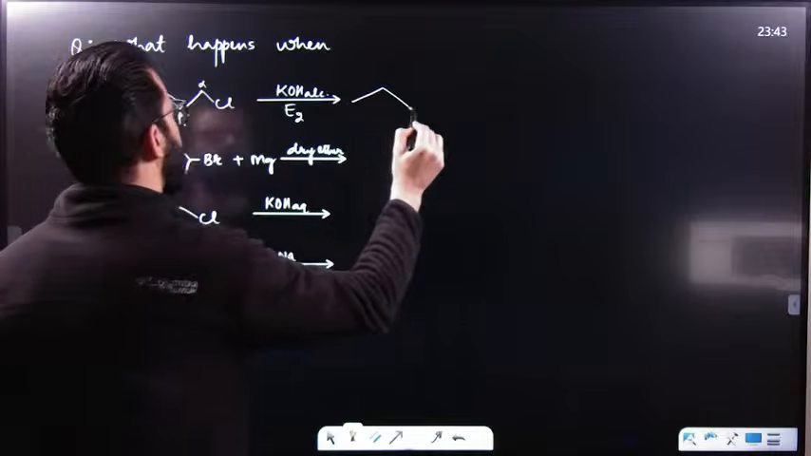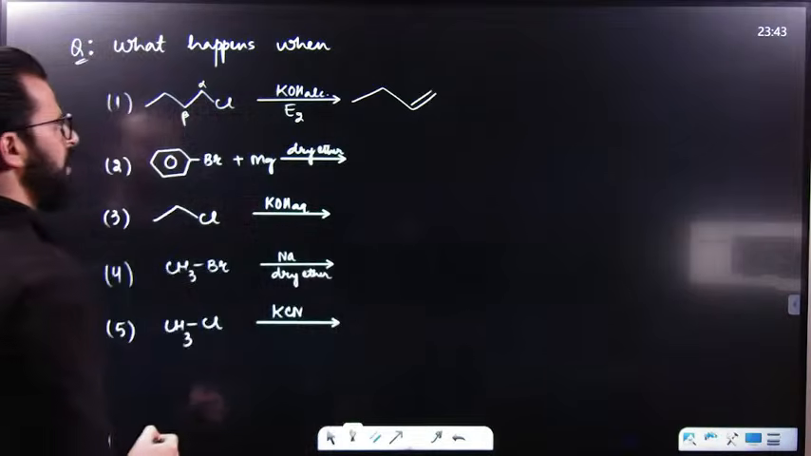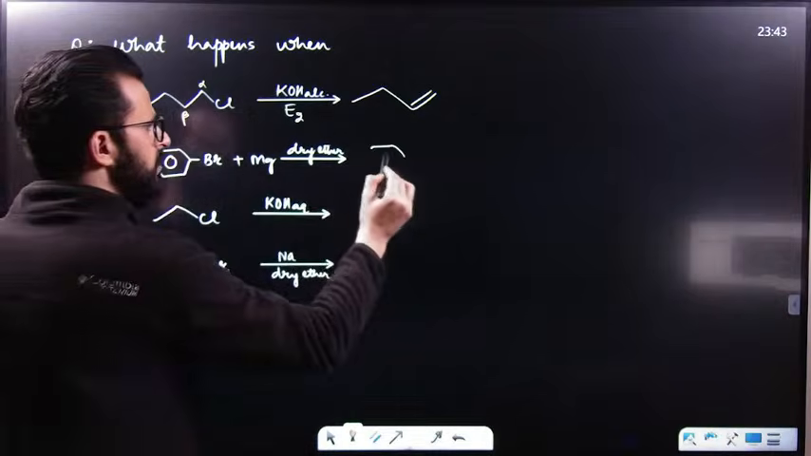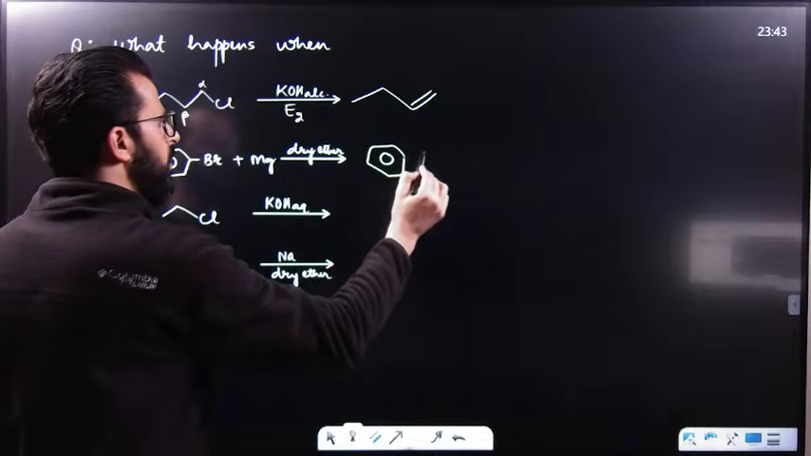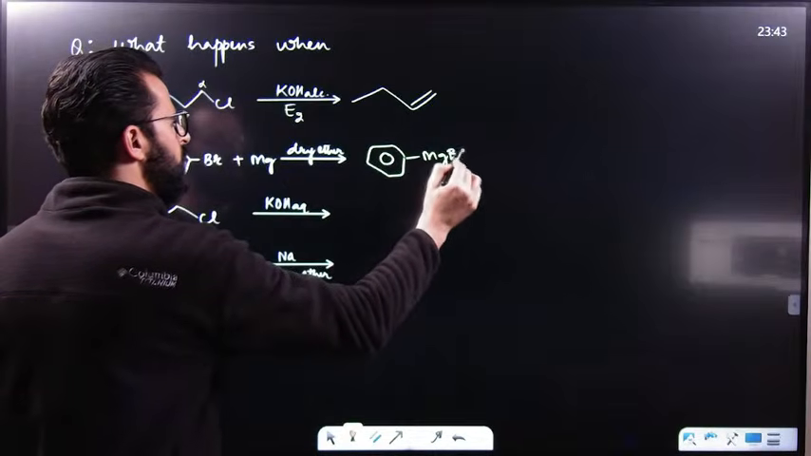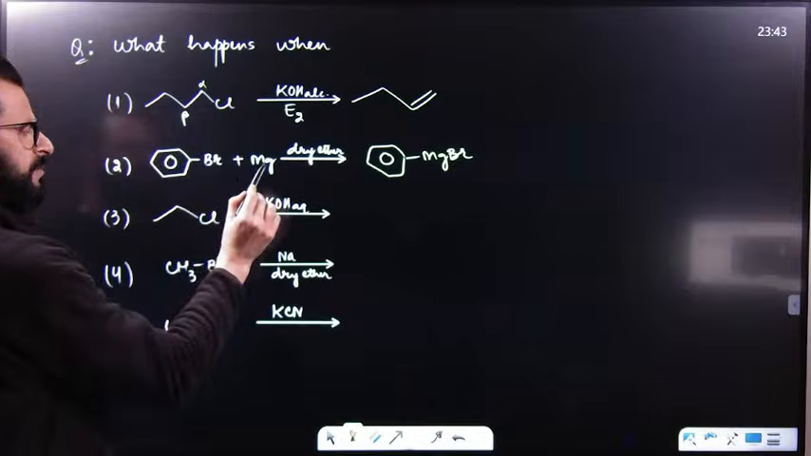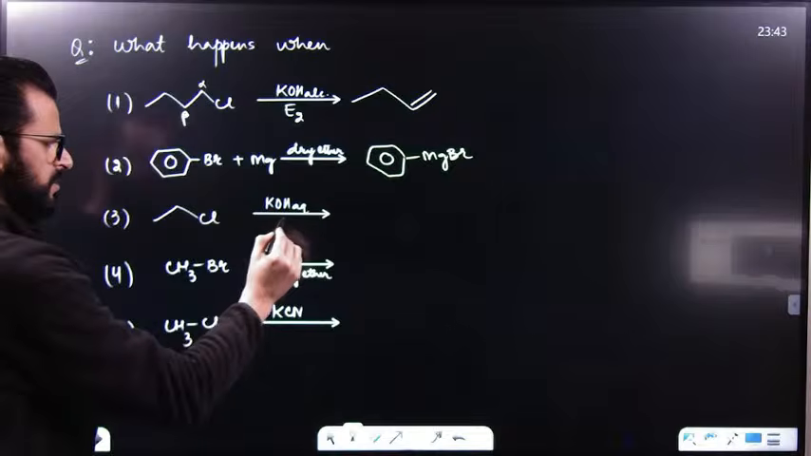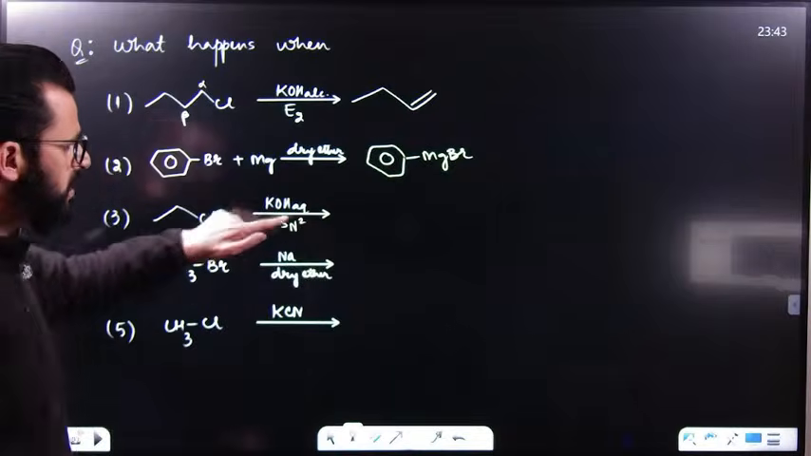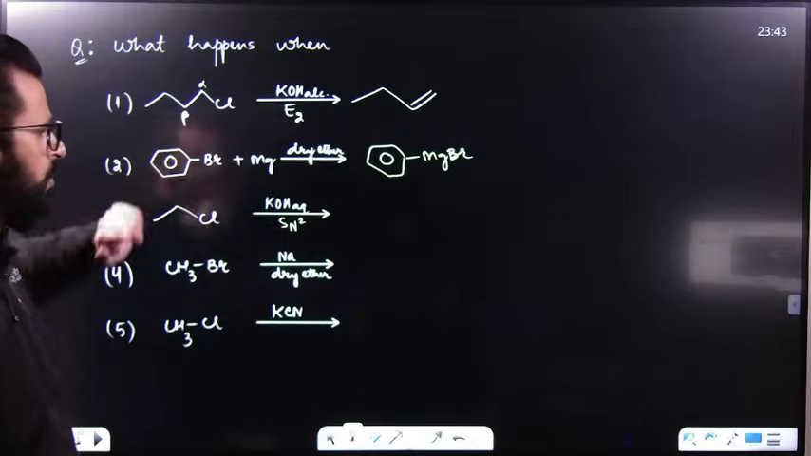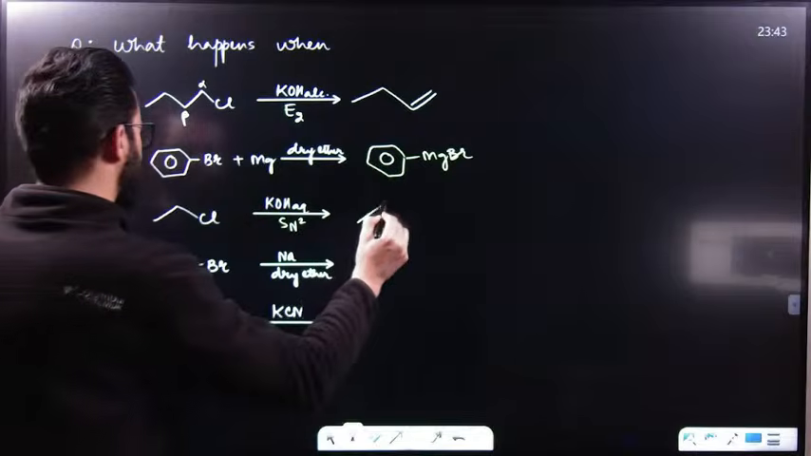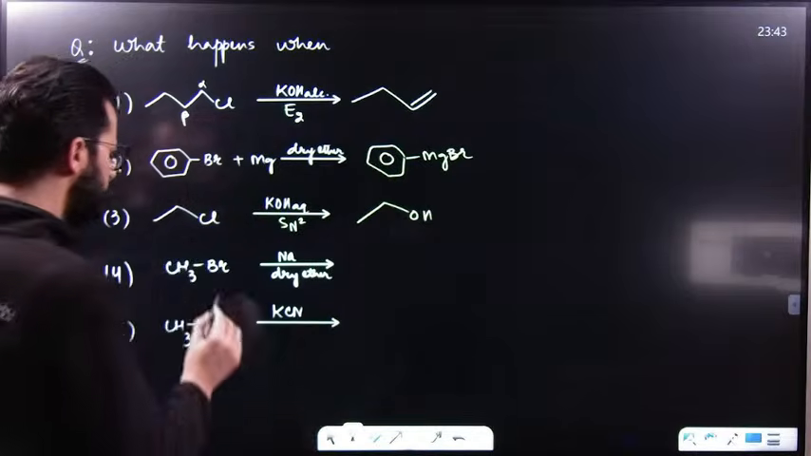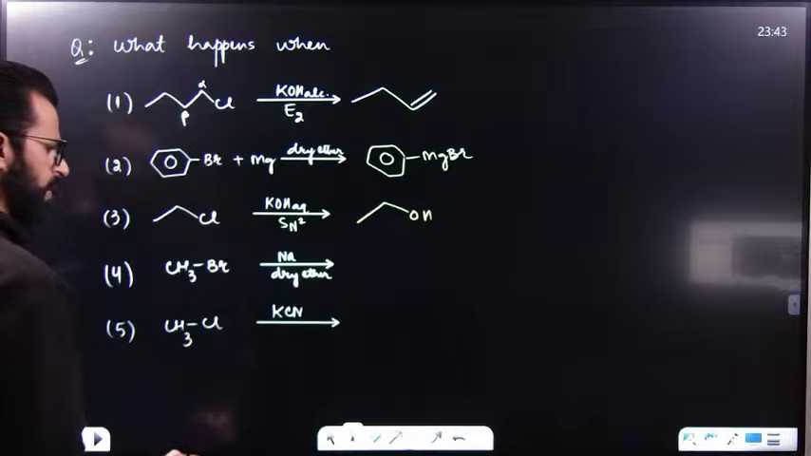Now, after that, okay, this is alcoholic potassium hydroxide, that means it's E2, alpha, beta. Remove hydrogen from beta and form a double bond between alpha and beta. Now, this is once again phenyl magnesium bromide, because whenever a C-X bond is there and magnesium is there, magnesium should be between C and X. Aqueous KOH is SN2. Alcoholic KOH is E2. So the product will be like this. Cl will be replaced by OH.